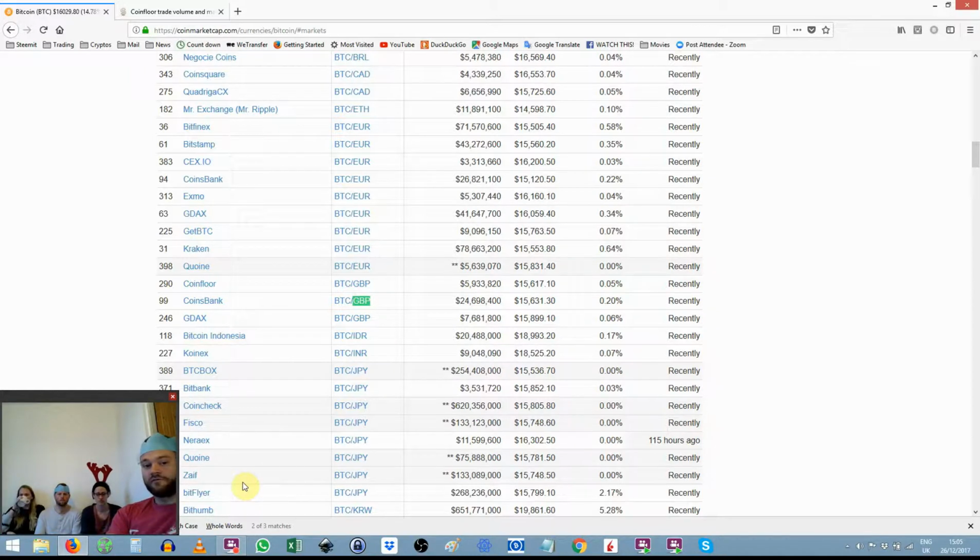So you've got CoinFloor, which is British pounds. Coinsbank and GDAX do British pounds. Can you see those three there? And then let's just have a look for some more. No, that's it. According to CoinMarketCap, the only places you can buy and sell Bitcoin through GBP are CoinFloor, Coinsbank, and GDAX.